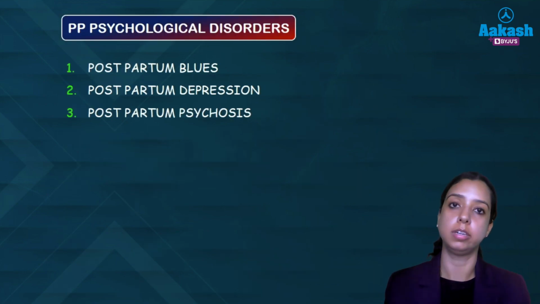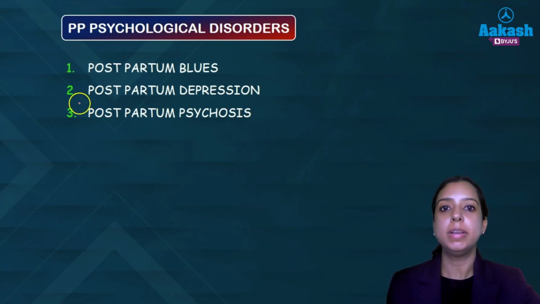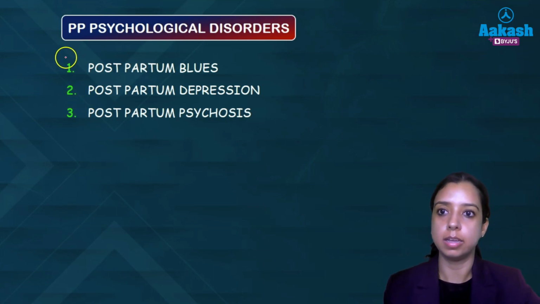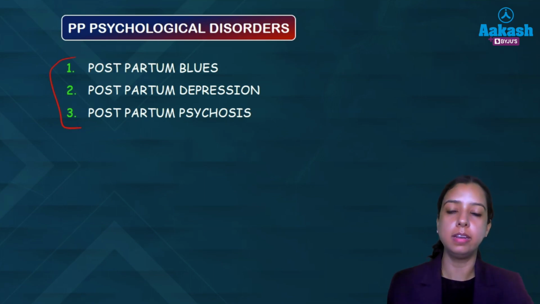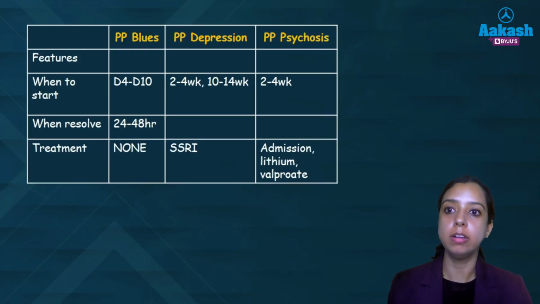Next, psychological disorders. Questions have been asked on psychological disorders of puerperium. Basically 3 types of psychological disorders are there: blues, postpartum depression, and psychosis. In NEET 2022, the question was asked on the psychological disorders. How will you differentiate between these 3?